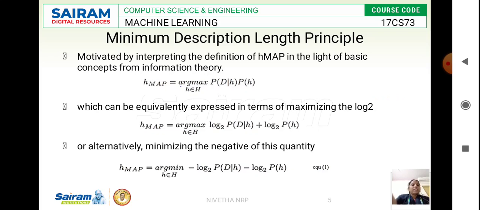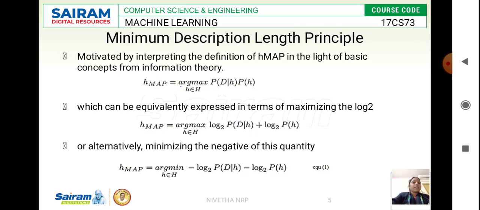Now we'll see the derivation of the MDL principle. We have derived this MDL principle from HMAP, the maximum a posteriori hypothesis. So what is the formula we have for HMAP? HMAP is derived as argmax over H belonging to capital H of probability of D given H multiplied with the probability of H. This is the general formula for HMAP, and we are going to derive MDL from this equation.